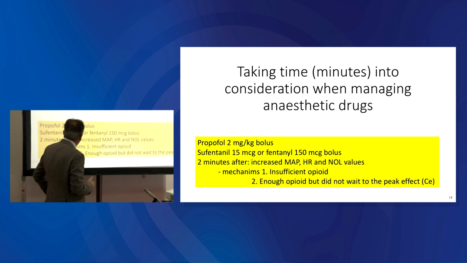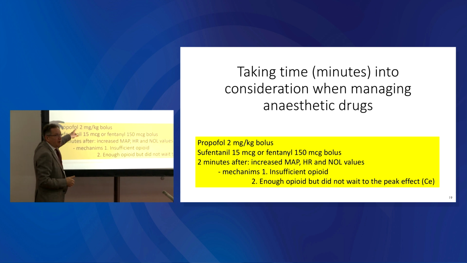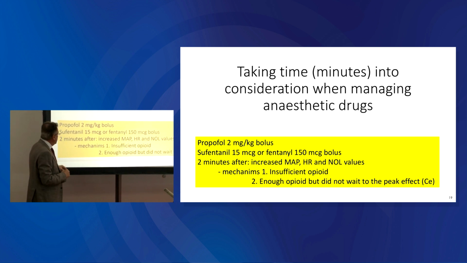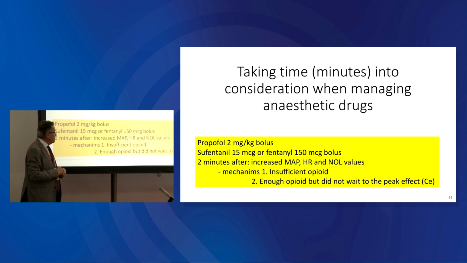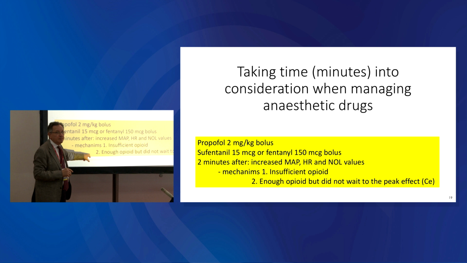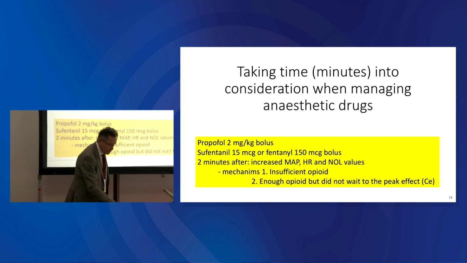So now, I gave a patient 2 milligrams of propofol. He received 15 micrograms of sufentanil or 150 micrograms of fentanyl. 2 minutes after the bolus is given, at the same time, MAP goes up, and so do the NOL values. So the mechanism: one is insufficient opioid. Who votes for insufficient opioid? Nobody? Second mechanism, enough opioid but not enough time. This is what you say.